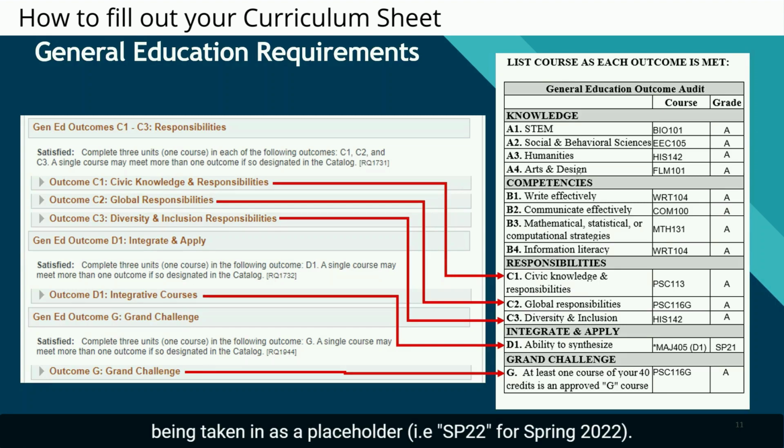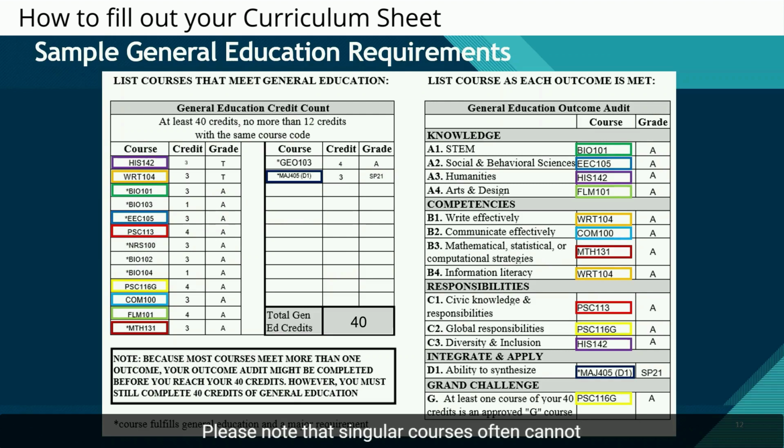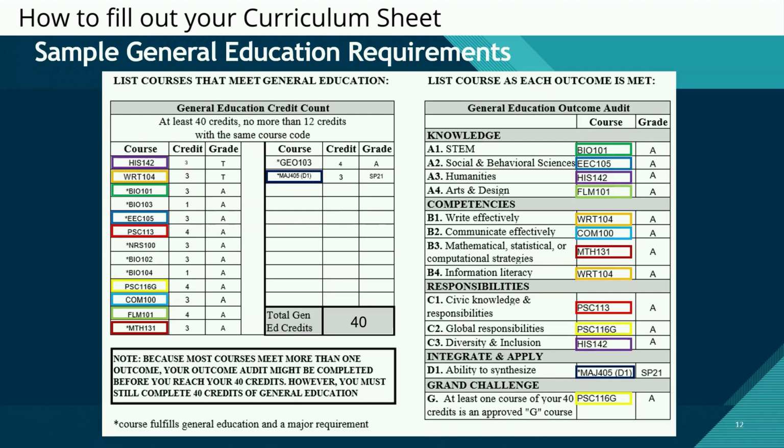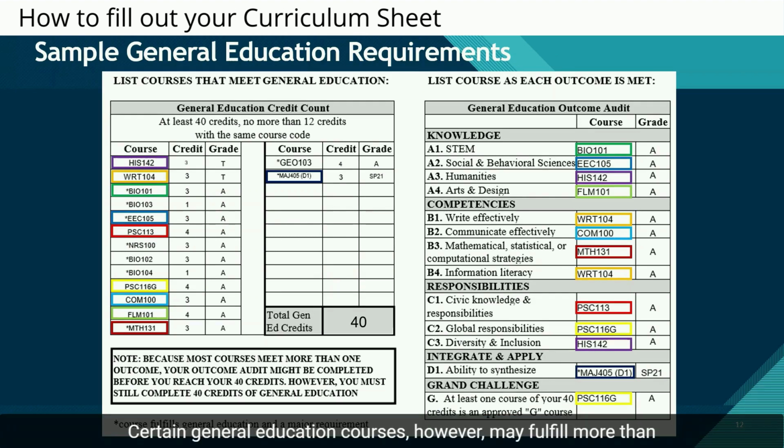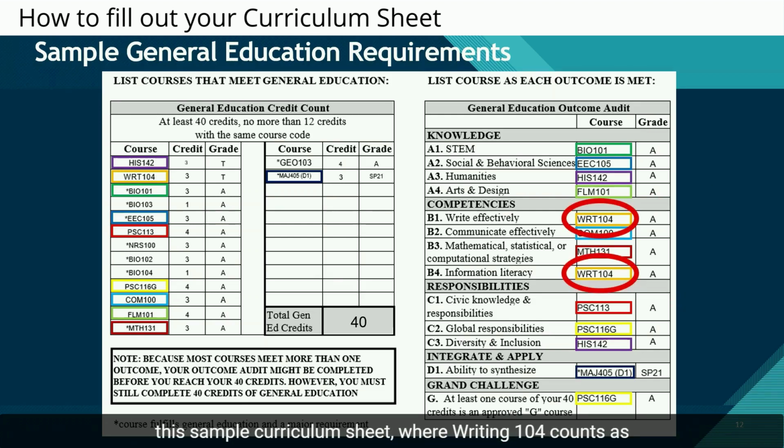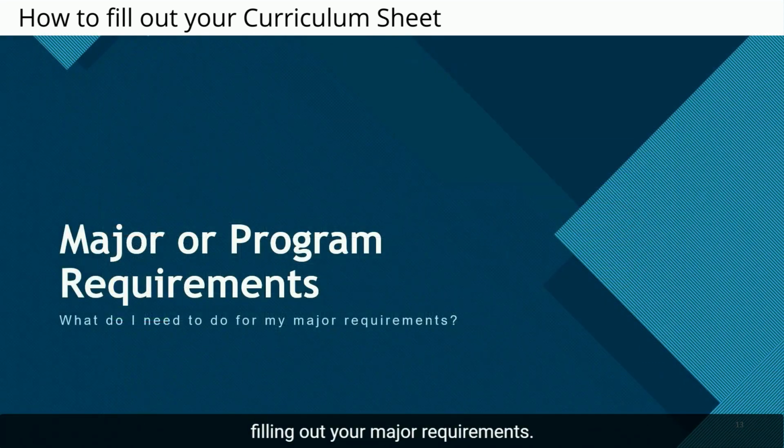S22 for spring 2022. Please note that singular courses often cannot double fulfill degree requirements, especially when it comes to your major requirements. Certain general education courses, however, may fulfill more than one general education outcome, as can be seen in this sample curriculum sheet where writing 104 counts as both a B1 and B4 outcome. Even though this course fulfills 2 outcomes, you can only receive credits for the course once to count towards your credit total.